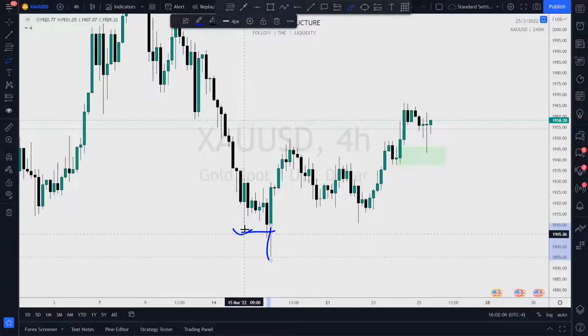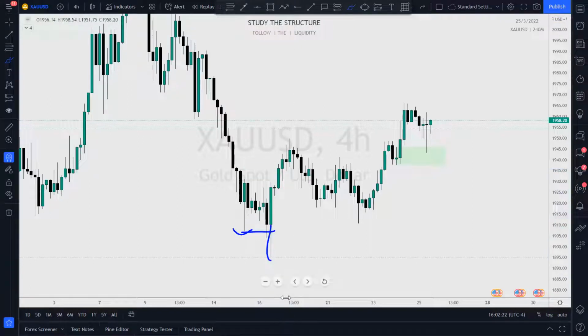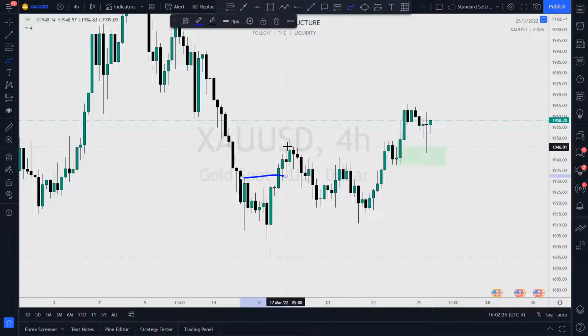When this was made, you go to the high of that candle. If there was another one, like if this one was higher, then you would go to the high of this one. As long as the other ones behind it led to that low, that's the one I go to. And we broke this high to the upside, letting us know that price is turning bullish. This is a change of character on this time frame.